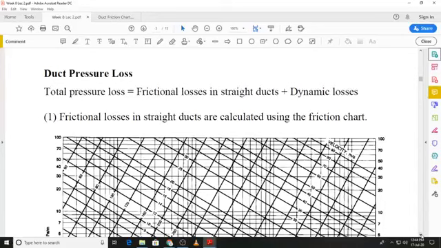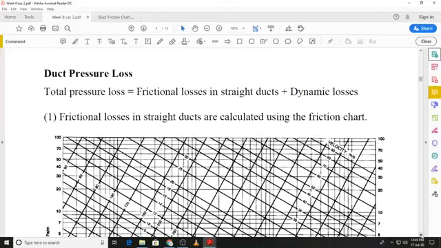A critical part of a duct design exercise is to evaluate the total pressure loss through a ducting system, and the total pressure loss has two components: the frictional losses in the straight parts of the ducts and the dynamic losses, which are the losses that occurred when the air passes through various fittings. That means elbows or T's or such other fittings in the ducting system.